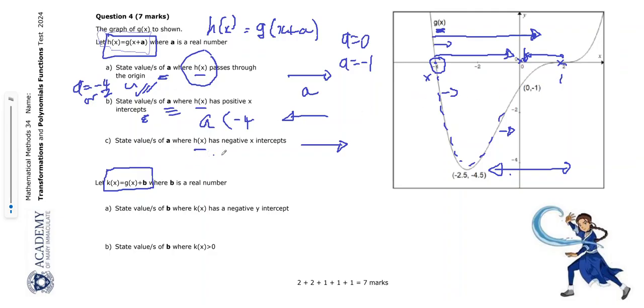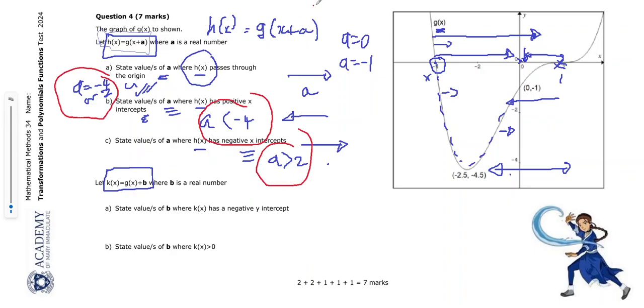State the value of a where h of x has negative x-intercepts. It's plural, so I've got to move more than 2 units to the left. Therefore, a is going to be bigger than 2. If a is bigger than 2, then I'll move more than 2 units to the left. Therefore, both of my x-intercepts will be negative. So they're my answers, or the values of a that give those conditions.